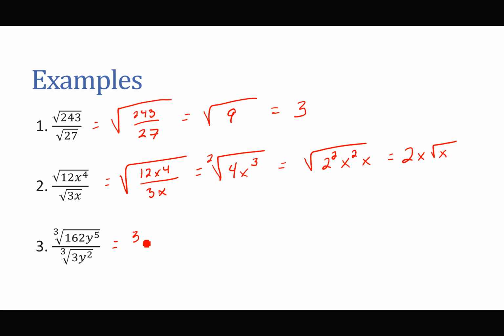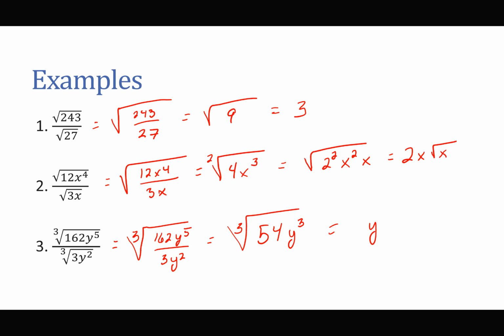All right, this one is one big cube root of 162 y to the fifth all over 3y squared. 162 divided by 3 is 54. y to the fifth divided by y squared is going to be y cubed. So I can see already I have a cube root of y cubed, so I know I'm going to be able to bring a y outside of the radical.